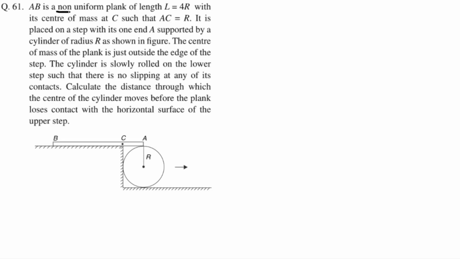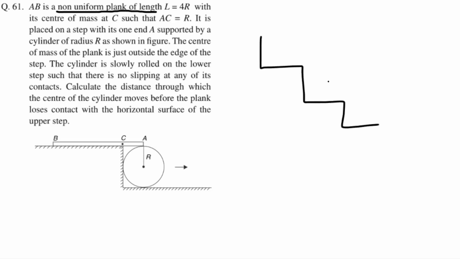So there is a non-uniform plank. कहने का मतलब उसका सेंटर ऑफ मास ज्योमेट्रिकल सेंटर पे नहीं होगा. It is at point C such that AC is equal to R. It is placed on a step with its one end A supported by a cylinder of radius R as shown in figure. So ऐसा सीढ़ी ऐसा होता है ना.